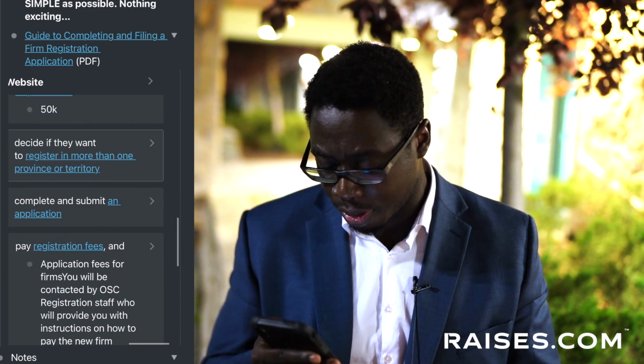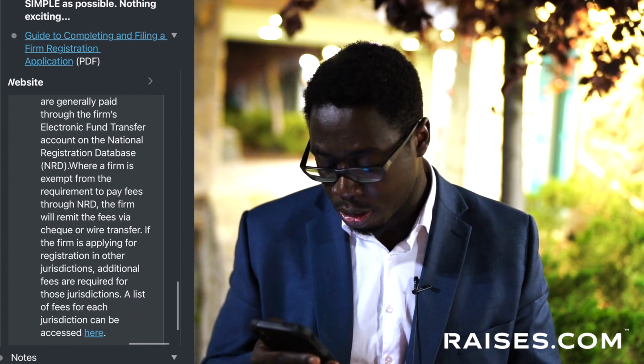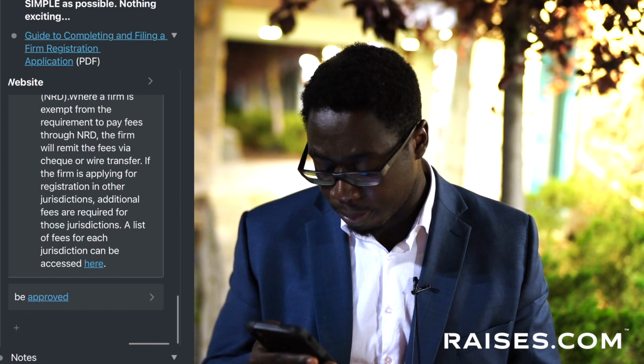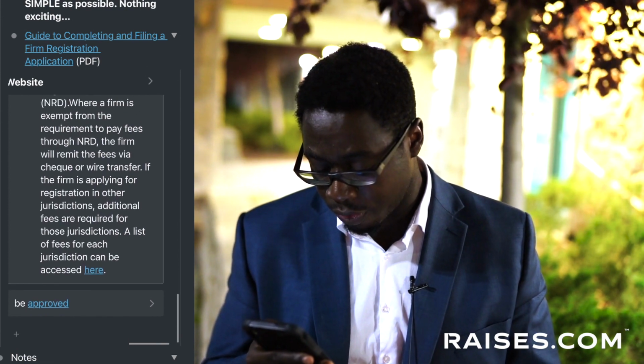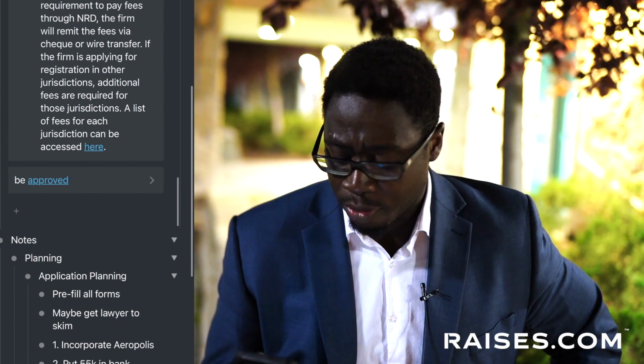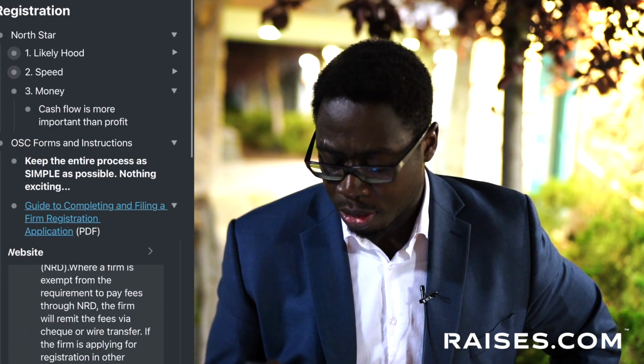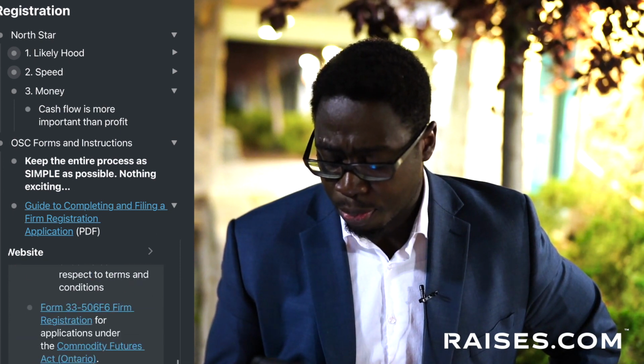You pay the registration fees. You submit an application. Decide if you want to register in one or more places. Ontario, it's $1,300. There's a list of fees, and then you go back and forth with the person, and then presumably you get approved. The approval process can take, best case scenario, 3 months. Worst case scenario, forever. Middle case scenario, about 6 months. And so the key is to hope for the best, work with people that have gotten a lot of companies registered, and you want to look at all this. And so, that's a quick look.